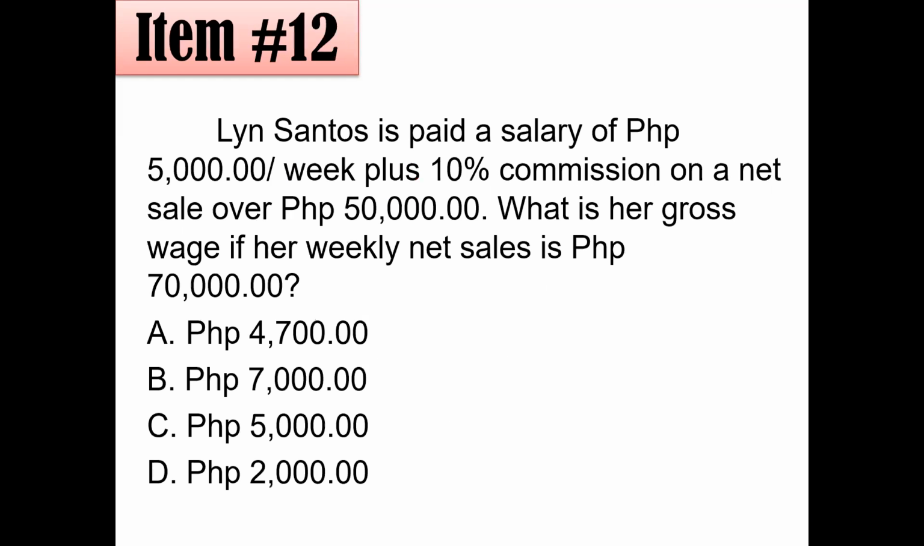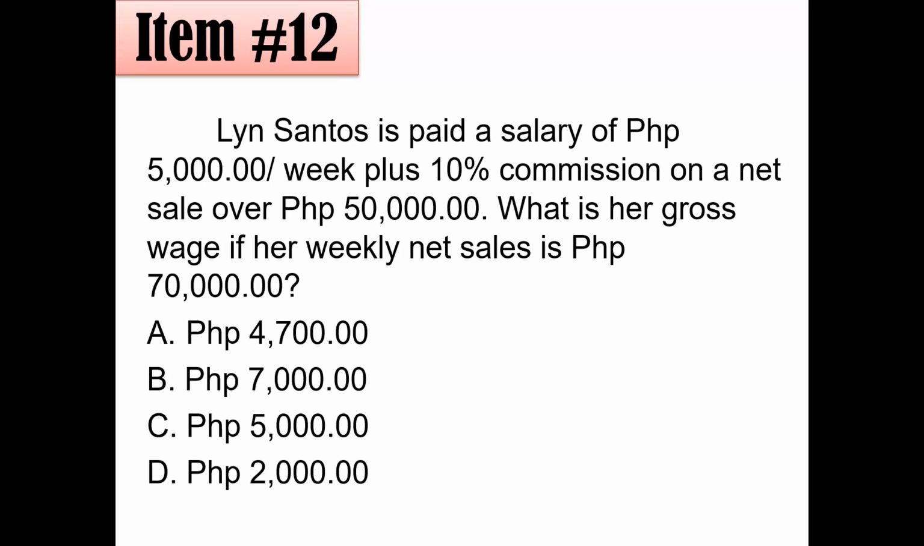12. Lynn Santos is paid a salary of 5,000 pesos per week plus 10% commission on a net sale over 50,000 pesos. What is her gross wage if her weekly net sales is 70,000 pesos? Did you go for 4,700, 7,000, 5,000, or 2,000? All right. Letter B. We'll see kung tama nga ba yung B.